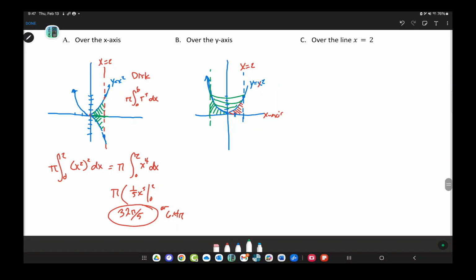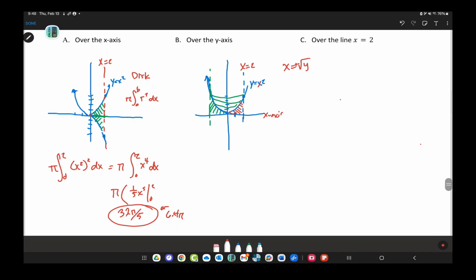Now, in this case, I'm rotating around a vertical line, which means I need my function in terms of y. Anytime I rotate around a vertical line, I need my function in terms of y. Since y equals x squared, x is equal to the square root of y. It should be plus or minus, but I only use the plus because I'm only on the positive side, so I don't have to worry about the minus. That's the function I'm rotating.